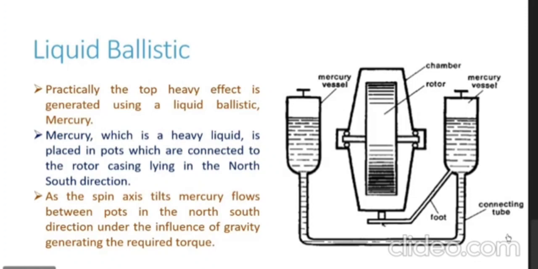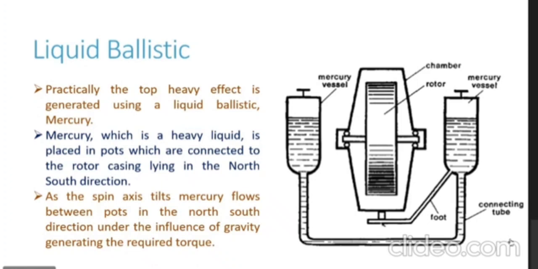The concept which we have understood, attaching a weight on top of the casing or bottom of the casing and generating the control precession, is very easy to understand using physical weights. But as far as its practical application is concerned, when we actually make a gyro compass, it is very, very difficult to mechanically generate that effect.